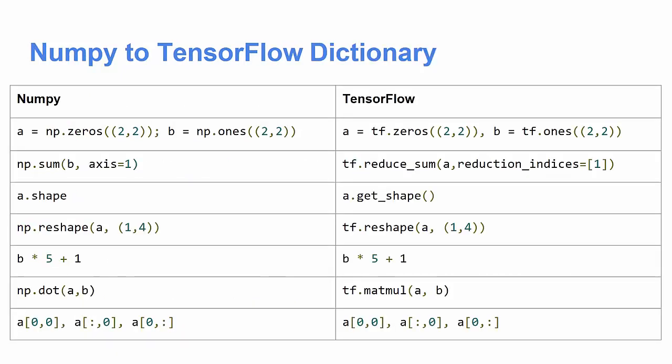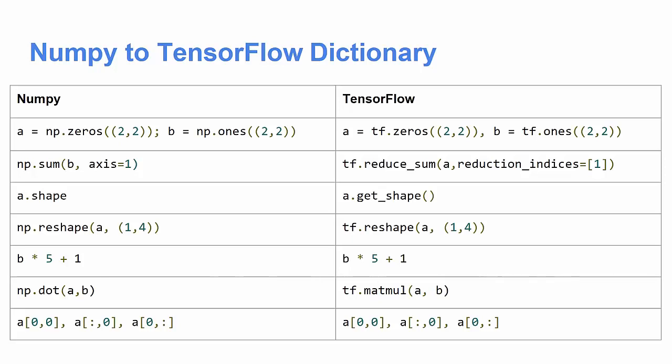Now a comparison of NumPy to TensorFlow dictionary. In NumPy, if we write a = np.zeros(2, 2) and b = np.ones(2, 2), in TensorFlow we will write a = tf.zeros(2, 2) and b = tf.ones(2, 2). In NumPy, if we write np.sum(b, axis=1), in TensorFlow we will write tf.reduce_sum(b, reduction_indices=1), and in NumPy a.shape will be the same as a.get_shape() in TensorFlow.